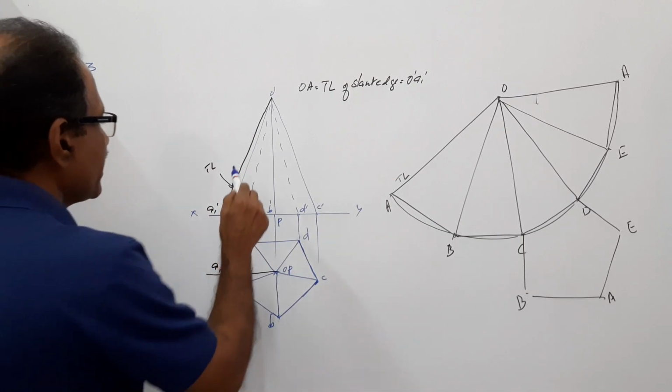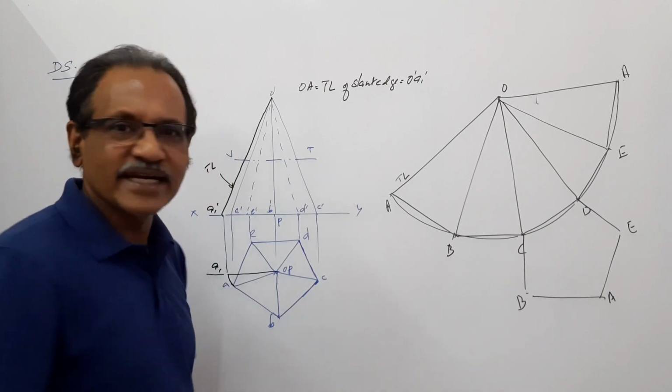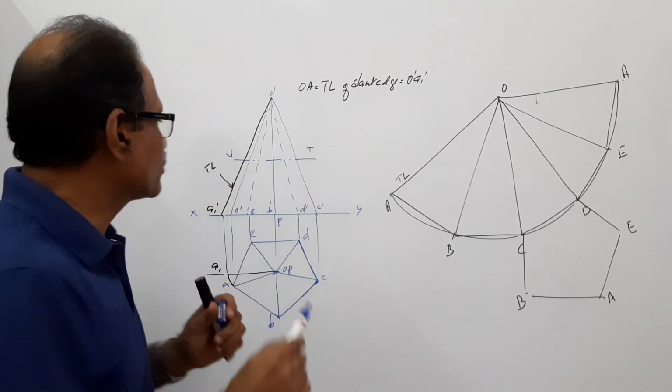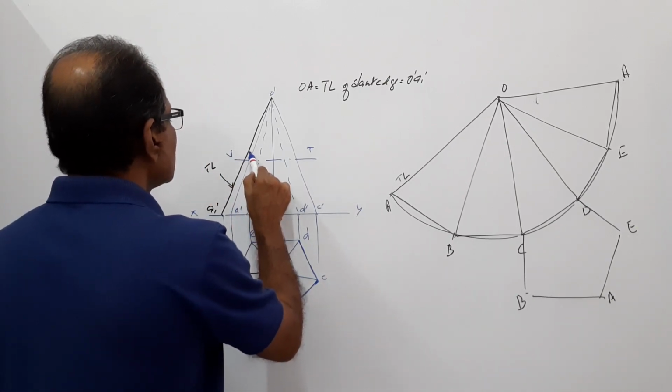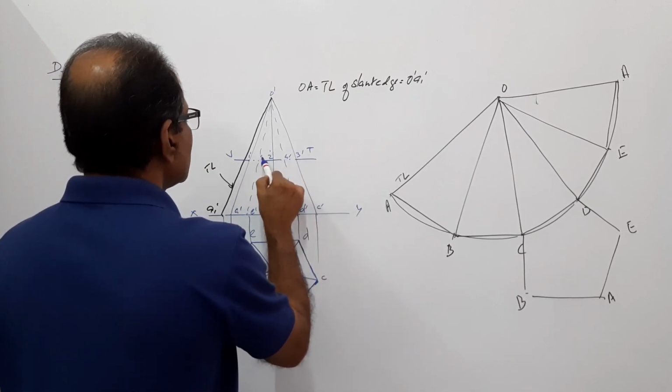Now, this is cut by cutting planes. Where is the first cutting plane? Parallel to HP bisecting the axis, VT. How many slant edges does it cut? It cuts all the 5 slant edges: 1 dash, 2 dash, 3 dash, 4 dash, 5 dash.